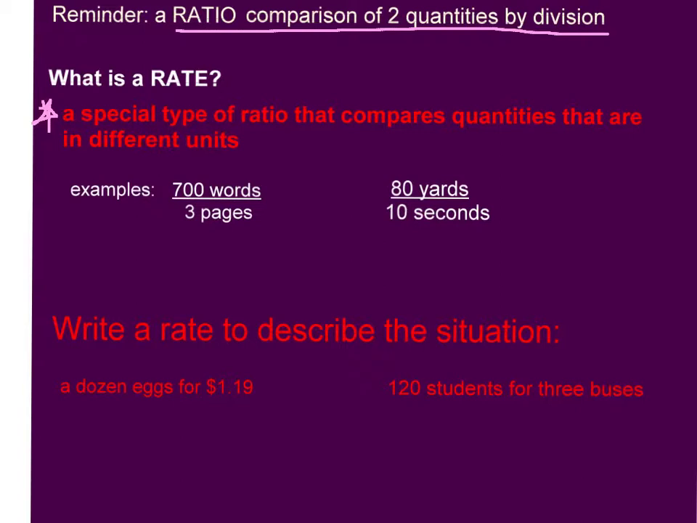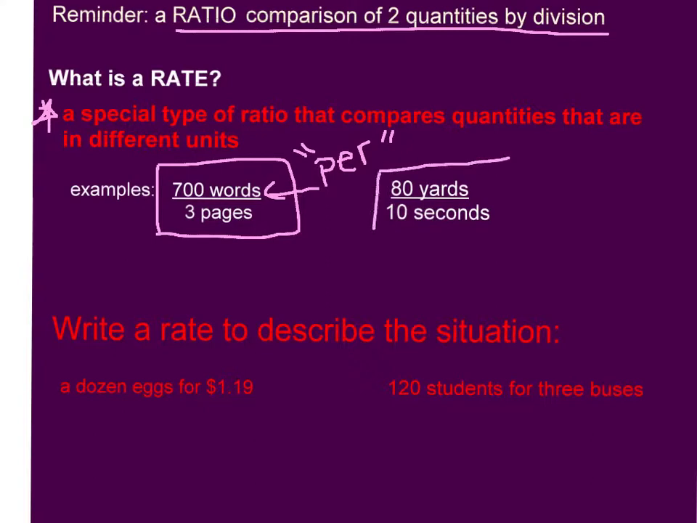Two examples for you. Right here we see a special rate that is listed as 700 words per 3 pages. Notice that when I said that division bar, I used the word per. That's how we describe rates. And then the second example of a rate that we wrote down was something like 80 yards per 10 seconds.